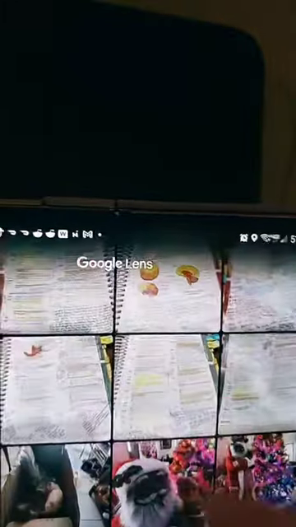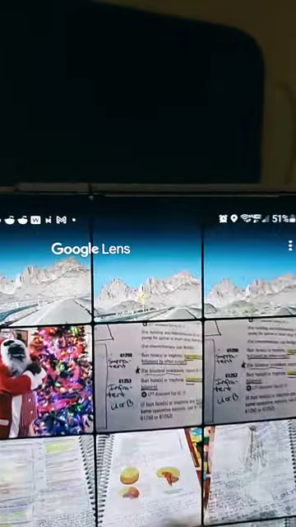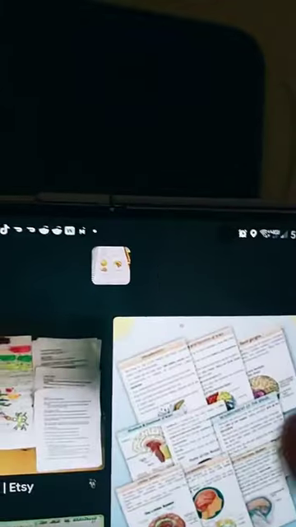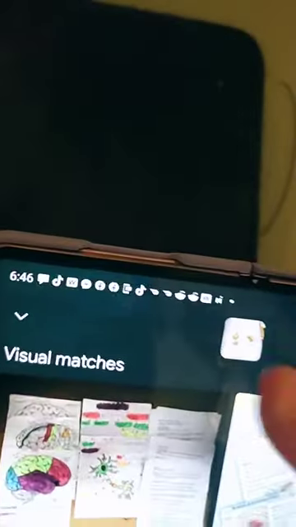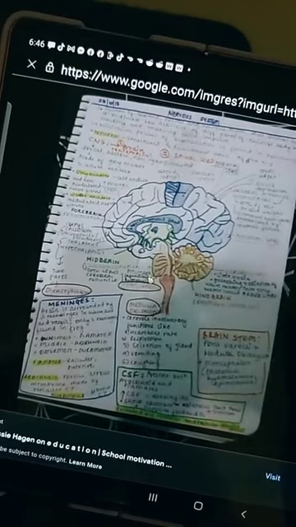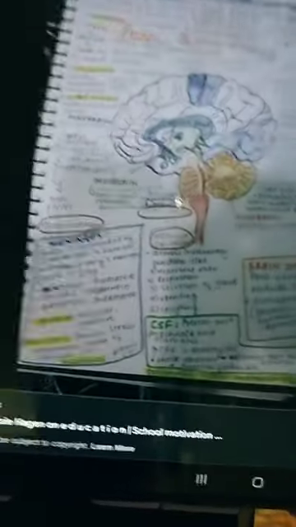Let's see, what else do we have? Don't I have a picture of a CPT book? I know I do somewhere. There's the brain. Yep, we can have it search, and then it'll find some things. And usually you can find really cool pictures that'll have more information than you have. A lot of people share a lot of their notes, but I just love Google Lens.